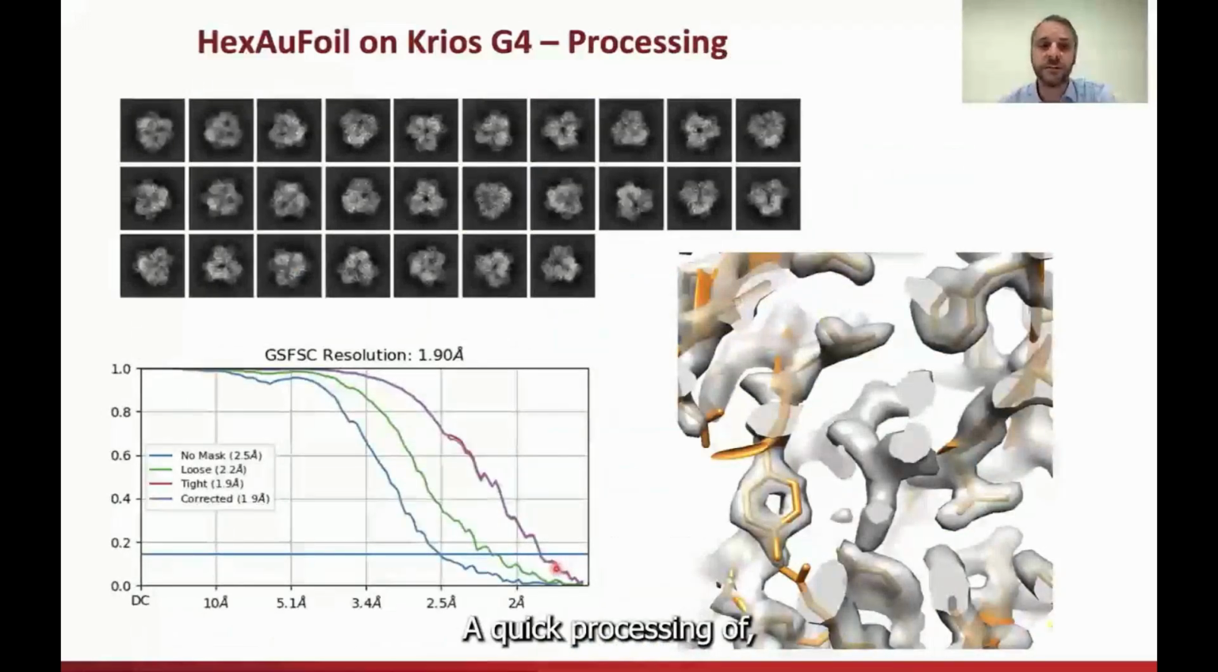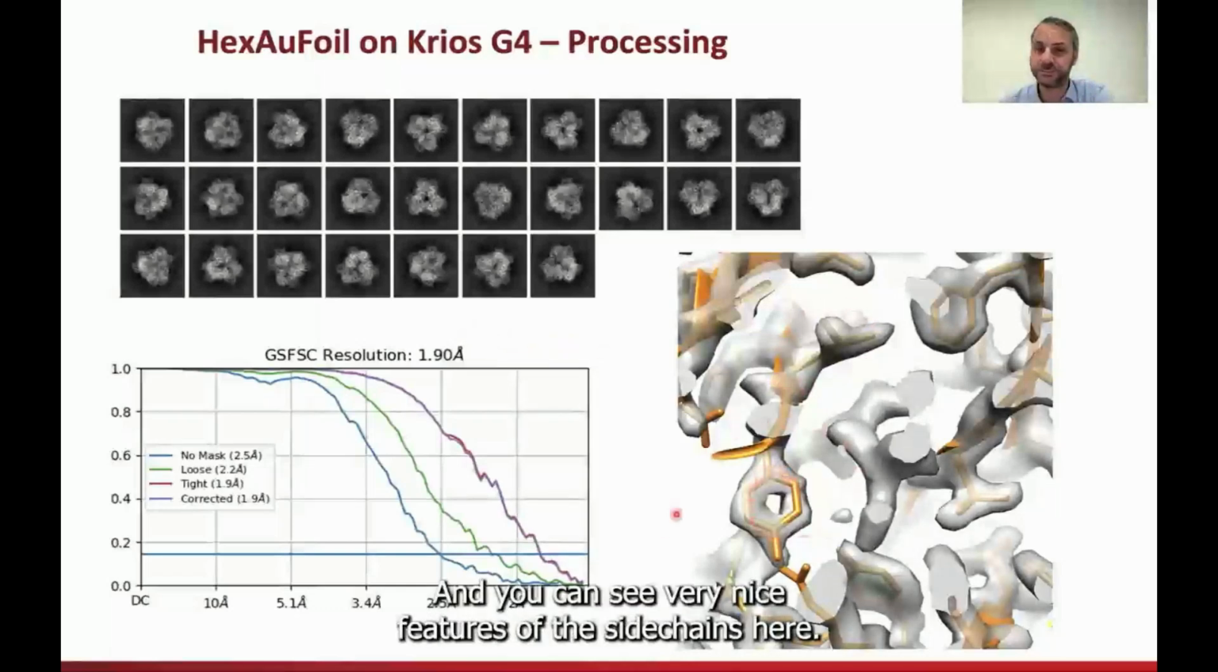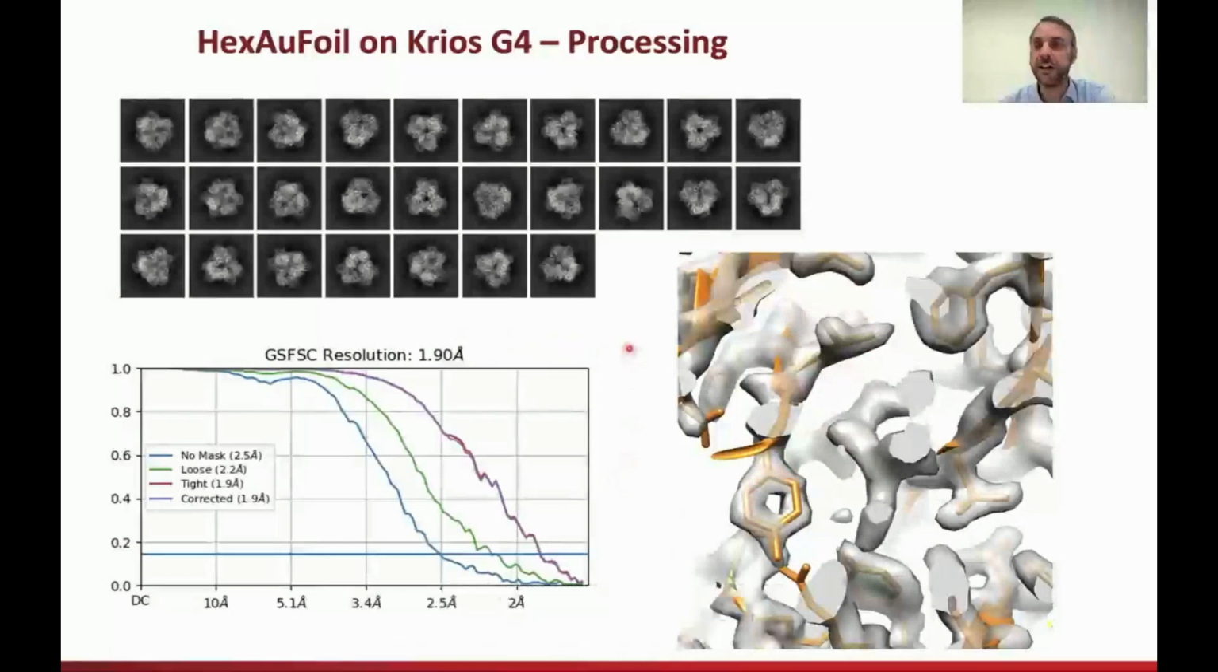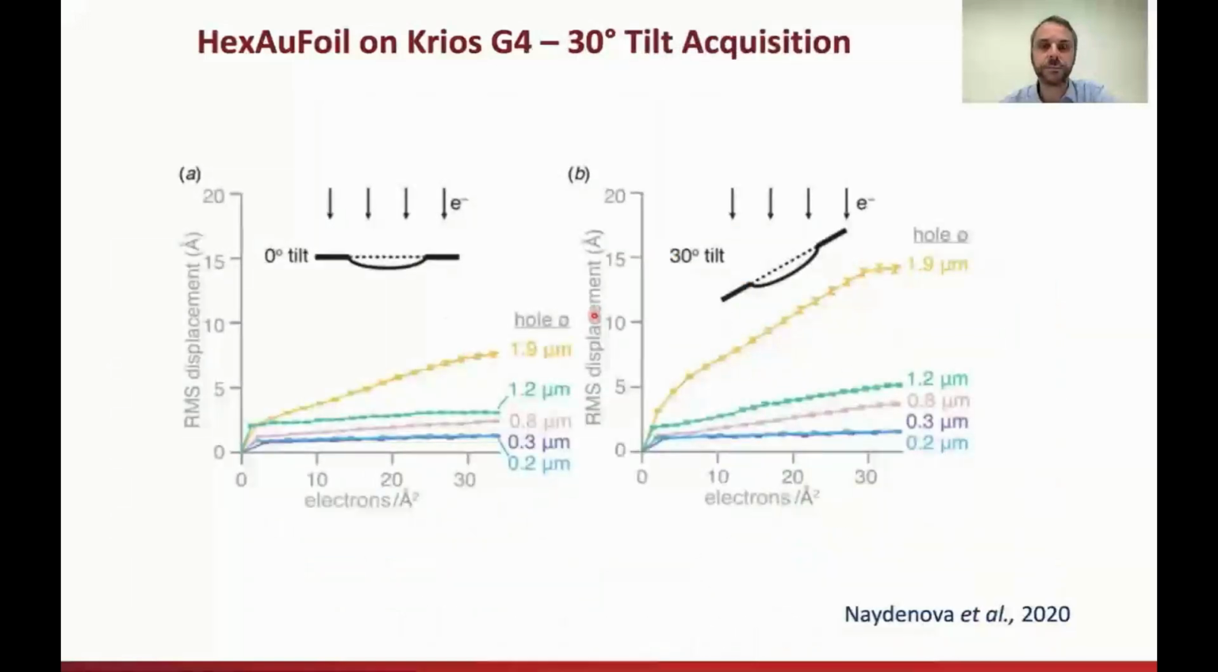A quick processing of these images led to a spectacular resolution, 1.9 angstrom. You can see very nice features of the side chains here. And it's quite nice because there are not so many non-apoferritin samples below 2 angstrom on the EMDB. So it was a very good surprise.